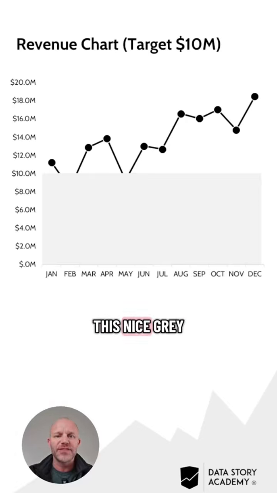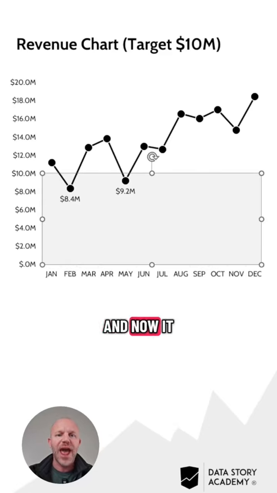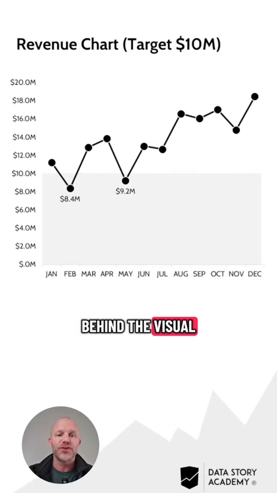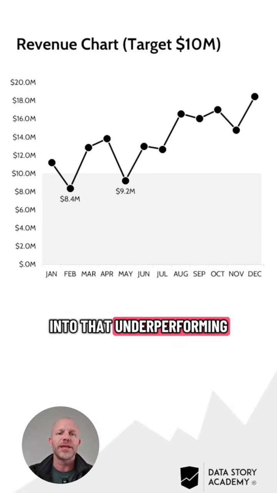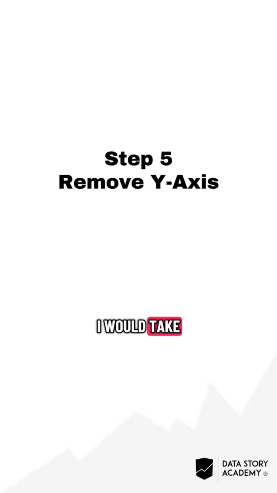And you've got this nice gray below target area, but it's sitting on top of the chart. So you can fix that. Just right click and say send to back. And now it will sit behind the visual and show you visually the 2 months falling below into that underperforming target area.